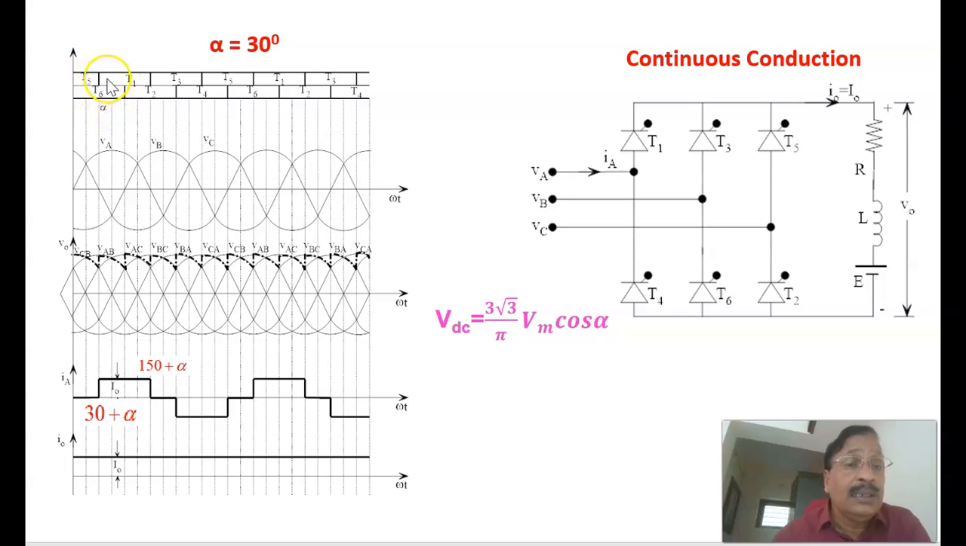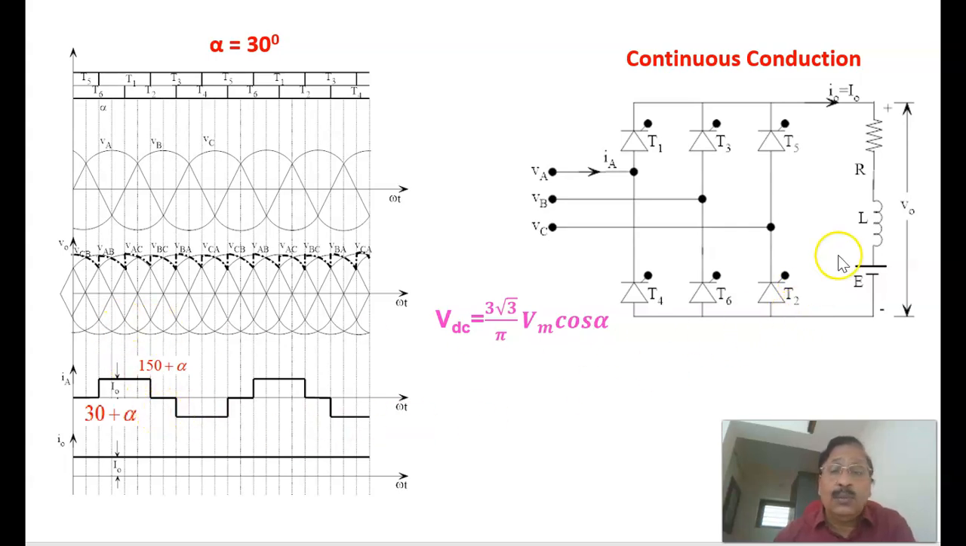Here T1 is conducting, T3 is conducting, T5, T1, T3, T5, like that, that is repeating. And similarly here T6 is conducting, T2 is conducting, T4 is conducting, like that. Therefore, these are the different thyristors from the positive group and the negative group conducting for different instances.